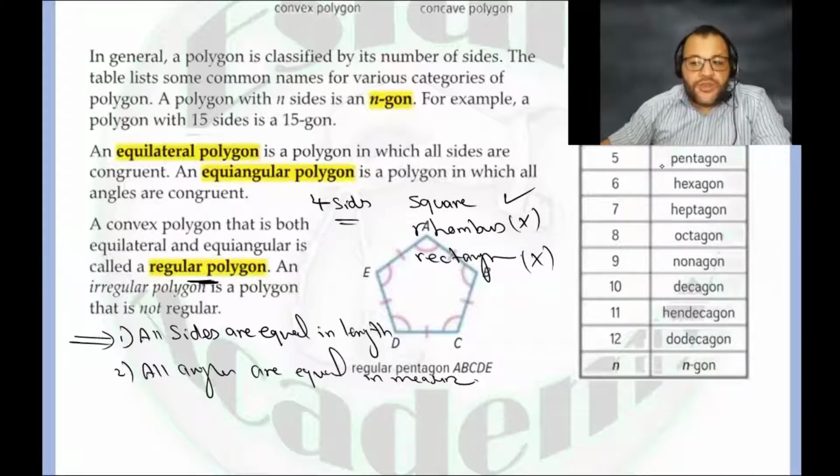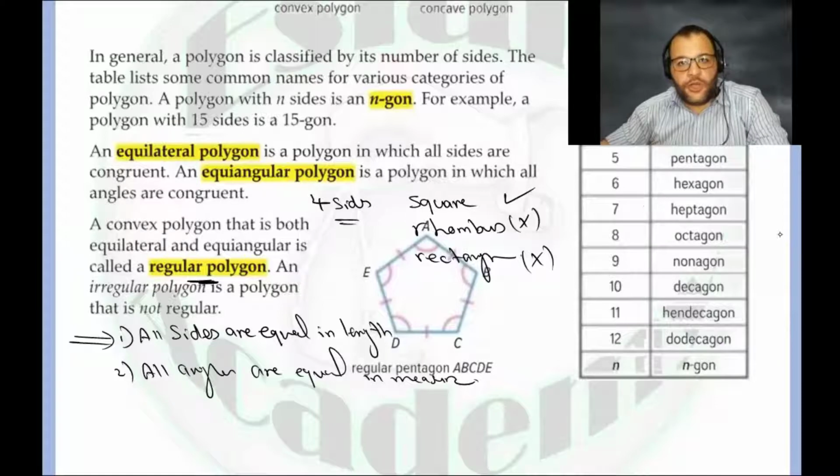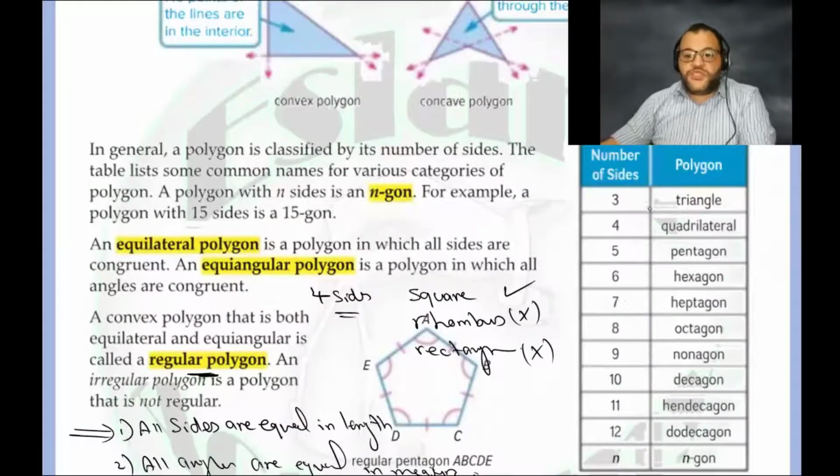Any other shape after the four sides will be a regular pentagon, regular hexagon, regular octagon, regular nonagon. Do you understand this one? What is an n-gon? Again for this one, n-gon means a shape with n sides. By the way, that's the Latin naming, not English.